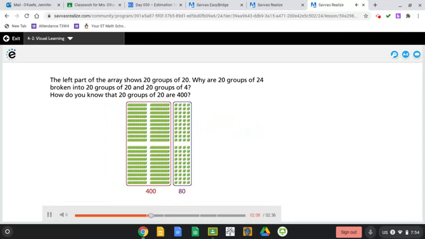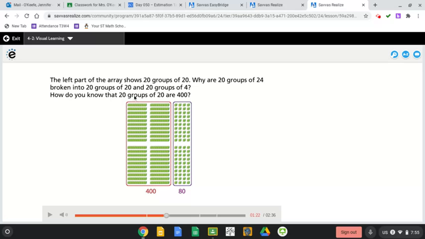The left part of the array shows 20 groups of 20. Why are 20 groups of 24 broken into 20 groups of 20 and 20 groups of 4? How do you know that 20 groups of 20 are 400? Well, we should remember that from what we did when we had 4-1 or when we had 3-1. If this was 20 times 2, we would do 2 times 2 and get 4. And then we would add a 0. But this one has 2 zeros, so that's how we got that.